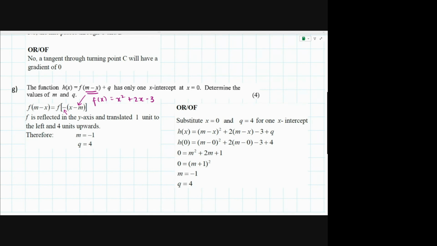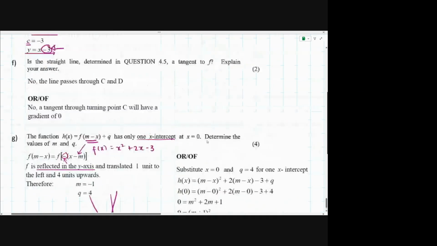All right, so this negative, whenever x is negative, this is a reflection in your y-axis. So that negative coefficient is a reflection in your y-axis. It then tells us that it only has one x-intercept. So your parabola, when you shift it, needs to cut your x-axis once and once only.